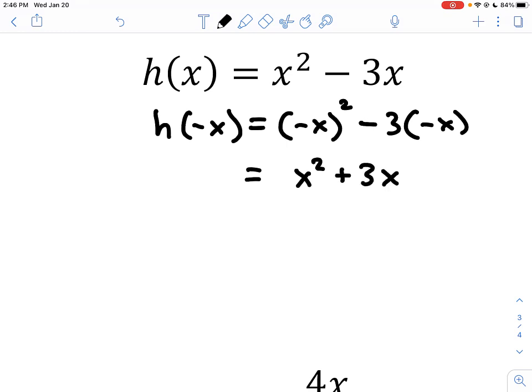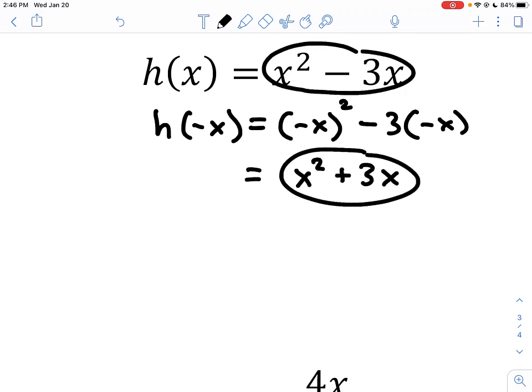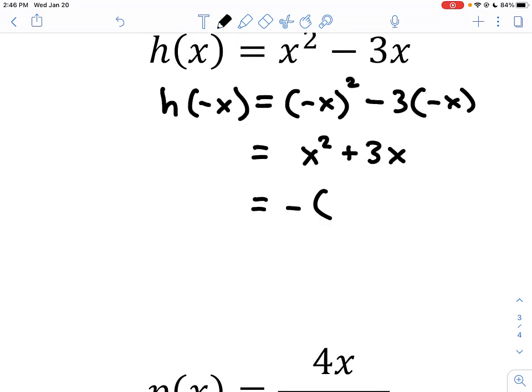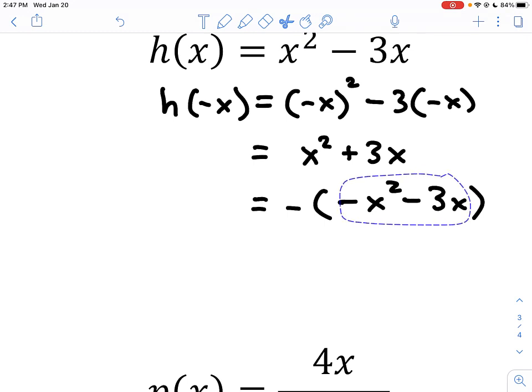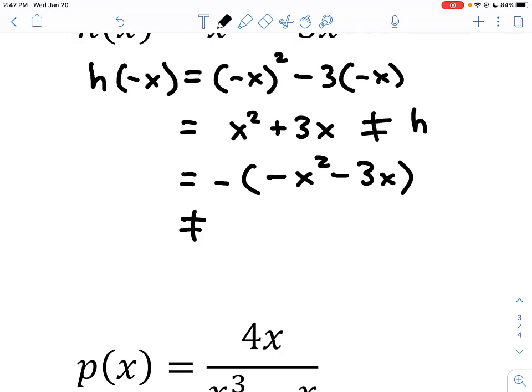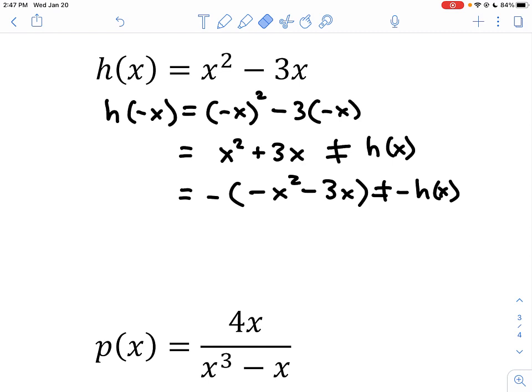So I'm going to stop right here. Is this the same as what I started with? The answer is no. Well, then factor out a minus sign. And that's just going to change the signs of both of these terms. And is what's inside the parentheses the same as what I started with? And the answer is still no. Neither what's in the parentheses nor this is the same as the original. It's not equal to the original, and it's not equal to the opposite of the original. This function is neither even nor odd.